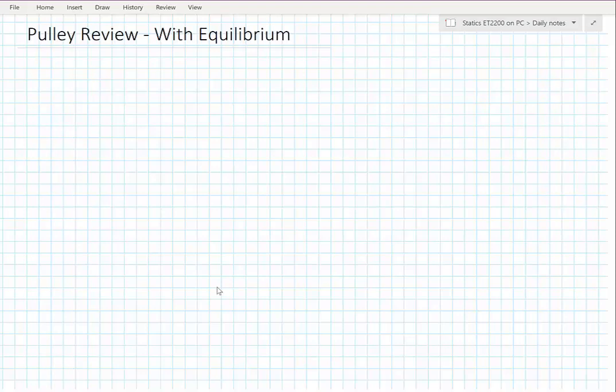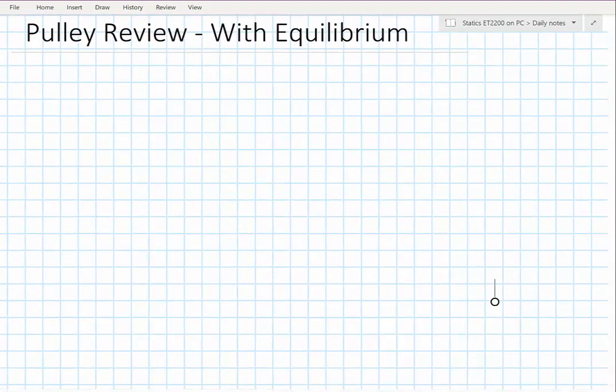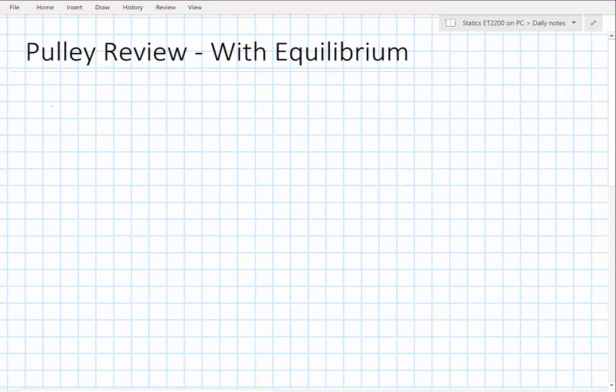Alright, hey everybody. As we start working through these equilibrium problems, there'll be some times where there'll be a pulley involved with the problem. So I want to do a quick review on what a pulley is and how we deal with these pulleys within these equilibrium problems. As a review, if I had to define what a pulley is, what a pulley does is it will change the direction but not the magnitude of a force.